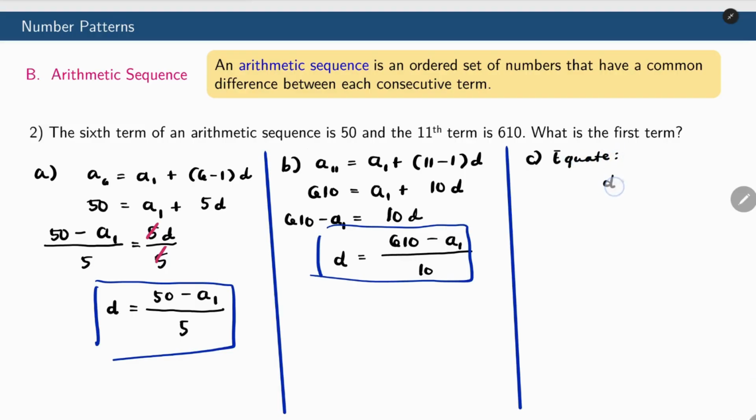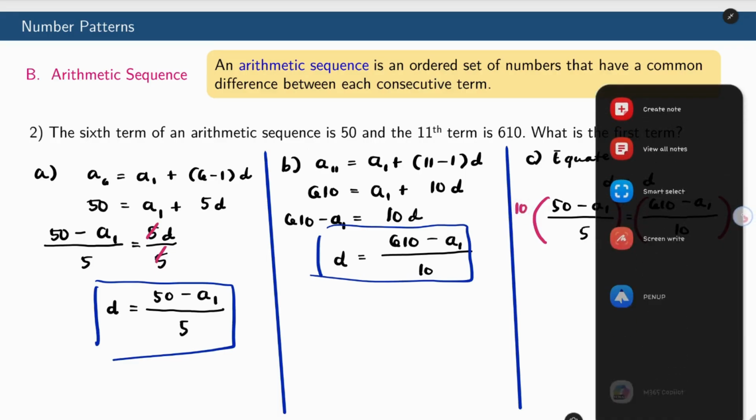Okay, equate D is equal to D. So, let's write the first D that we got: 50 minus A1 all over 5 equals 610 minus A1 all over 10. Okay, multiply both sides of the equation by... Kailangan mawala yung 5 saka 10, di ba? Multiply tayo ng 10, both sides of the equation.